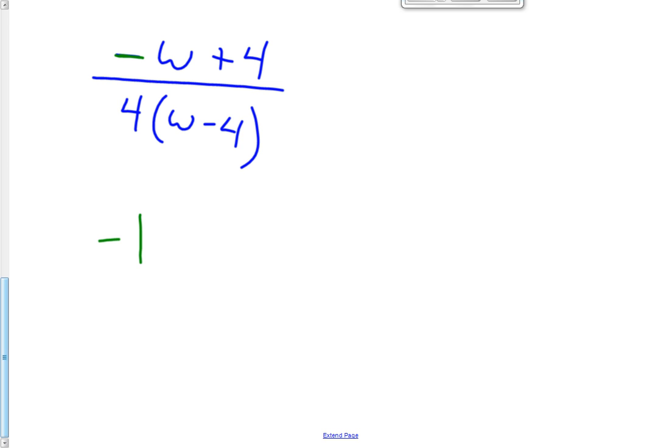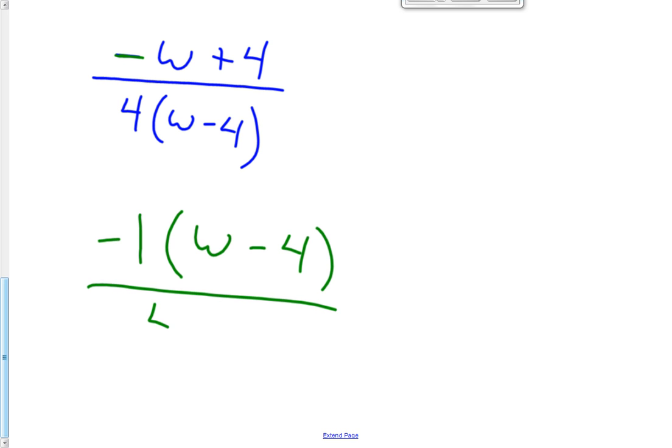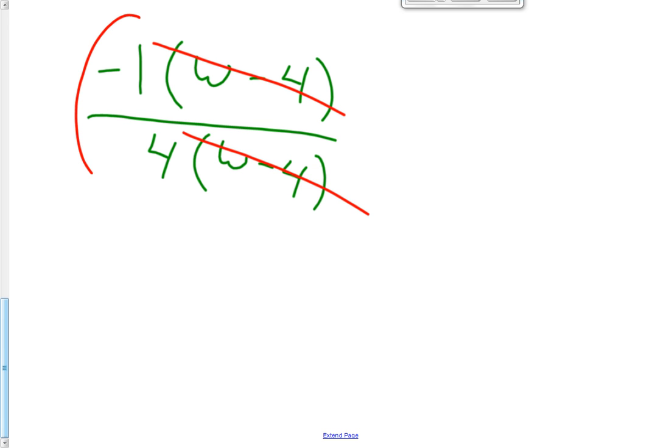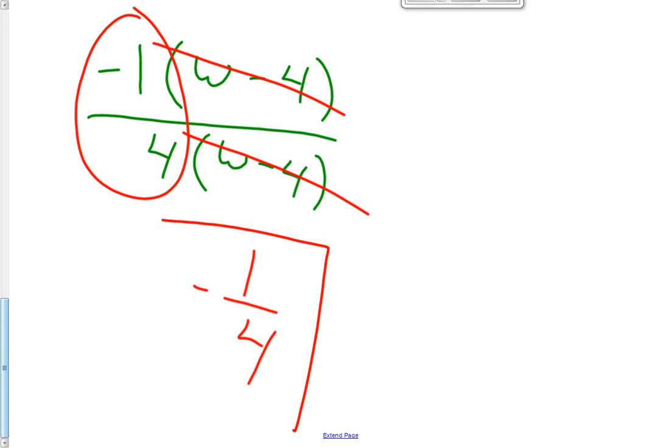So if you take out a negative 1, now you have a positive w minus 4 over 4 times the quantity w minus 4. So what do you notice in the numerator and the denominator? You have common factors of w minus 4. They cancel. Boom. And your answer is right here, a negative 1/4. And that's what we're doing here today, class.